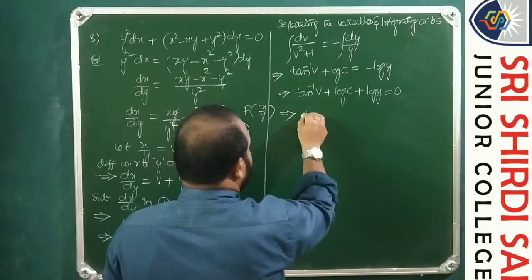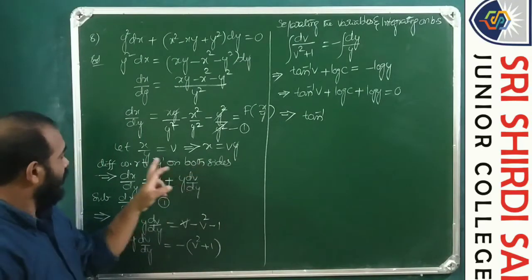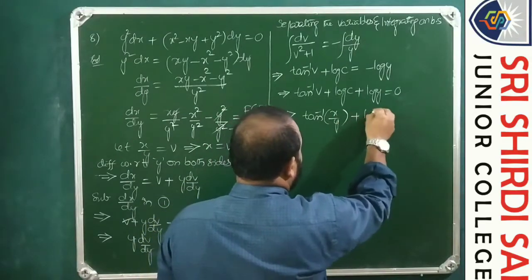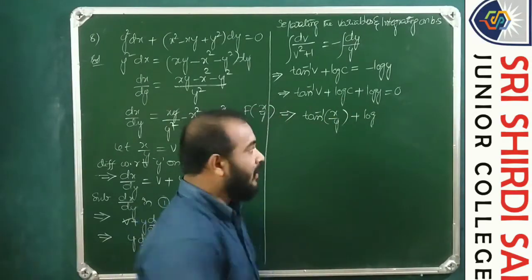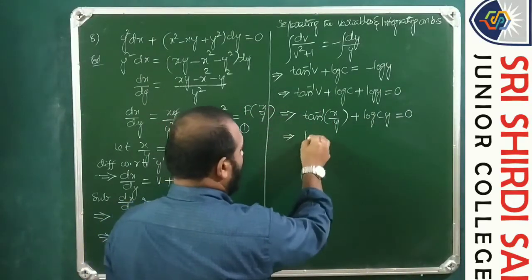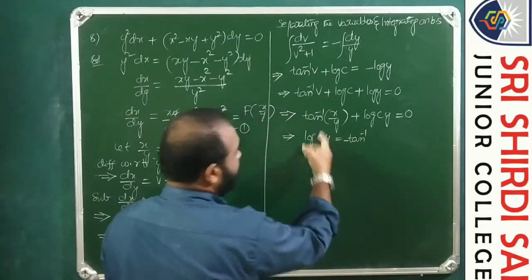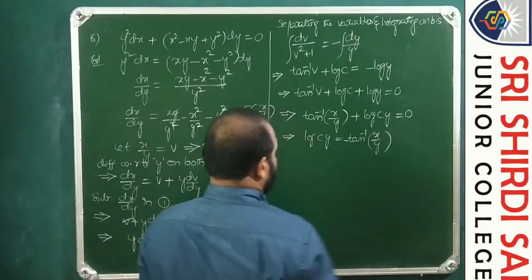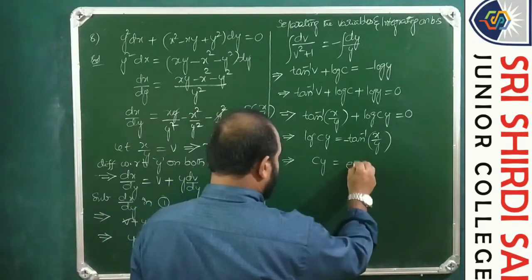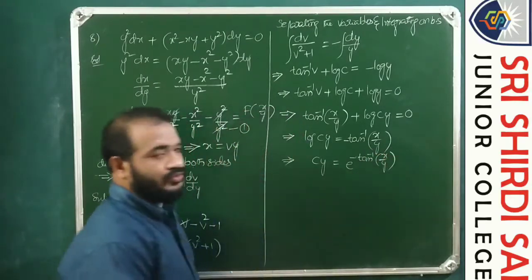What is the value of v? So v here is x by y. Tan inverse x by y plus log c plus log y, log a plus log b is log ab, so log cy equals to 0. So this is equals to log cy equals to minus tan inverse x by y. This is equals to cy is equals to e power minus tan inverse x by y, which is the required general solution.